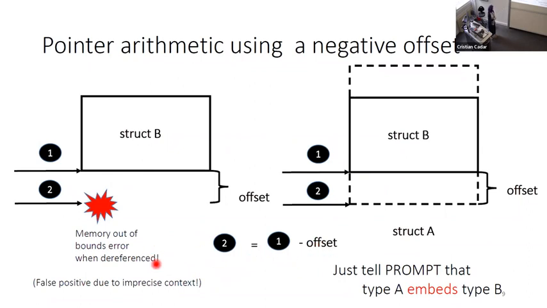So what we need to do is tell PROMPT that struct A embeds struct B, so that any time struct B gets created as part of lazy initialization, it would be placed inside struct A. And this way we would avoid this false positive memory out of bounds error and hopefully go and reach the deeper bugs that we are after.